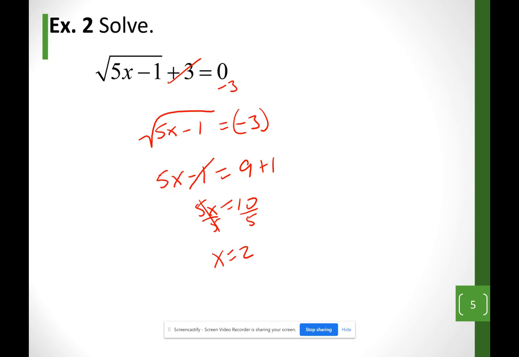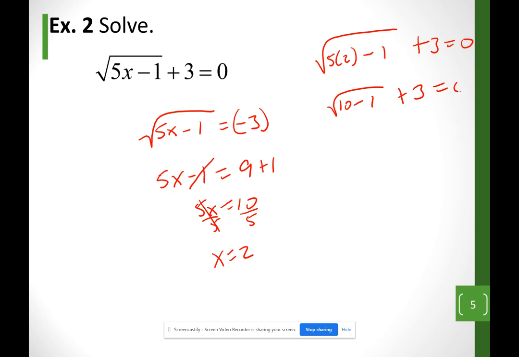So this is a potential answer. Let me see if it works. I'm going to plug it into my original equation. So I have 5 times 2 minus 1. Outside, I have a plus 3. It's supposed to equal 0. So I have that the square root of 10 minus 1 plus 3 is equal to 0. I know the 10 minus 1 is 9. So I have that the square root of 9 plus 3 is equal to 0.